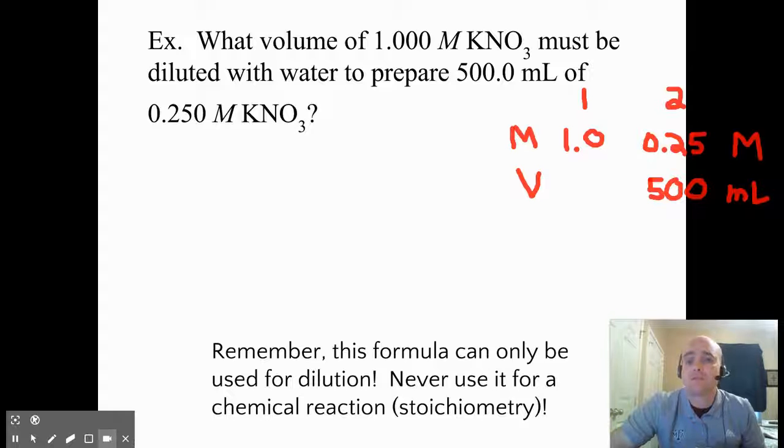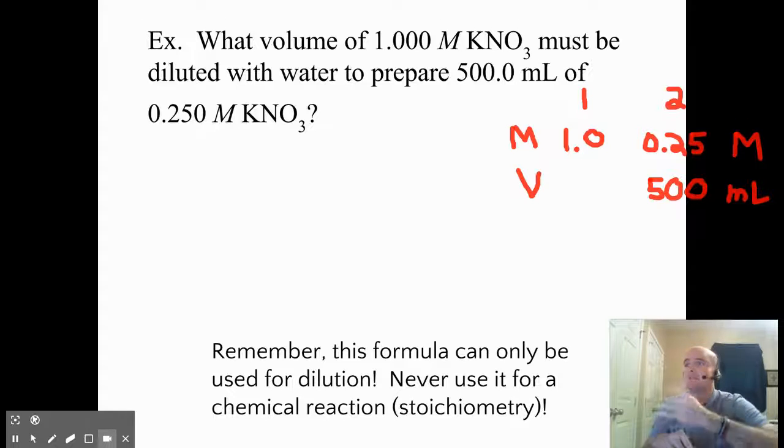So here's the situation in which a solution is already prepared, and now we're trying to get it less concentrated. We're trying to dilute it. If I started with a 1 molar solution of potassium nitrate and now I'm trying to get to a 0.25 molar solution, I am diluting it down. I'm taking it from a higher concentration to a lower concentration.